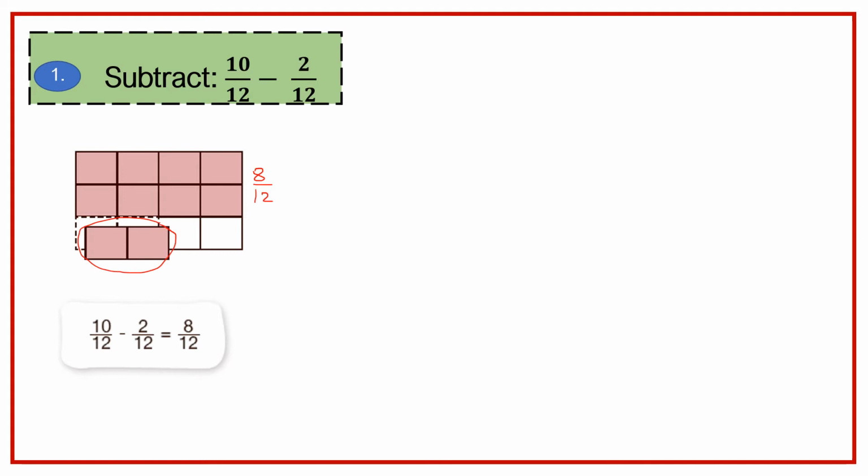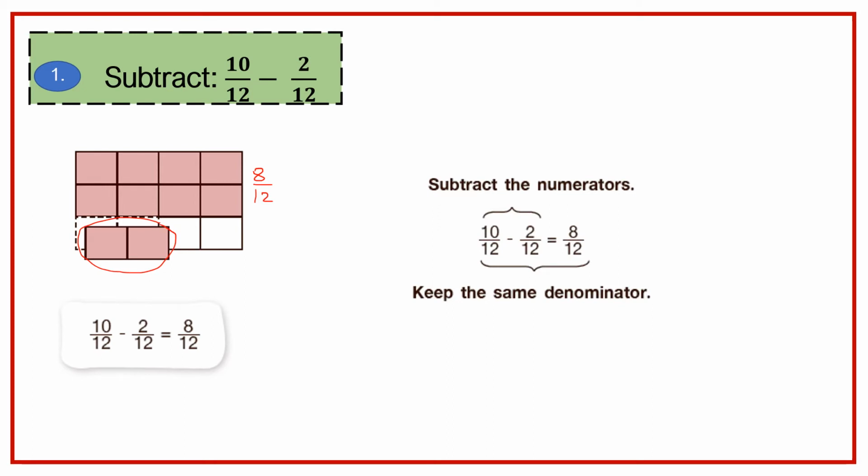So to subtract fractions, we must first make sure that the denominators are the same. You can see we have 12 and we have 12. When they are the same, we keep the same denominator and subtract the numerators, and we come up with 8. So you see, 10 minus 2 equals 8. Altogether, we get 8 out of 12.